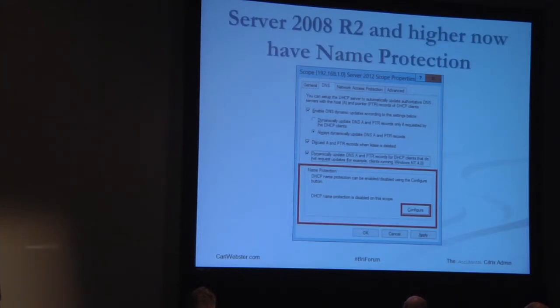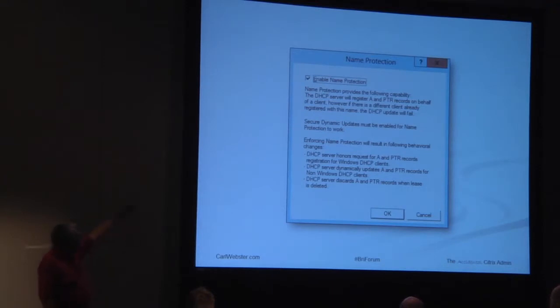Now, Server 2008 R2 and higher now have name protection. Name protection is to prevent squatting, name squatting. And this is not a Microsoft thing. On the server side, this is RFC 4701 and 4703, and on the client side, it's RFC 4362. And what this does, it creates a new resource record. It's a DHCID record, A and quad A, that will be put into DNS. And when you enable name protection, it will automatically prevent the name squatting.